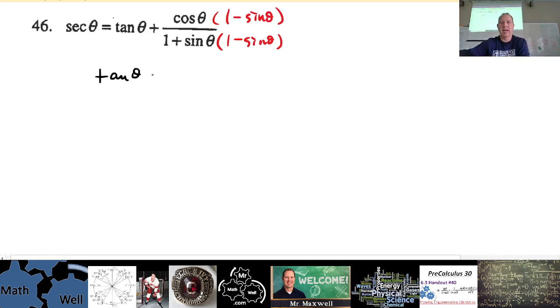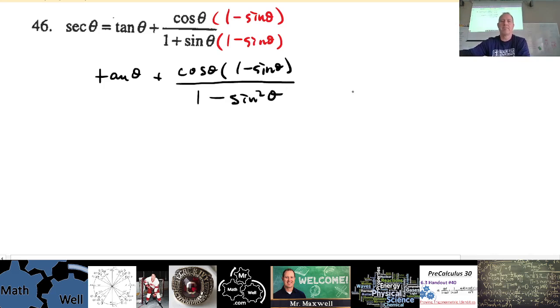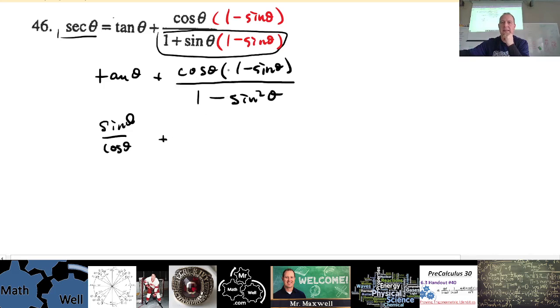So if we do tan theta plus, okay, so I'm going to leave this as cos theta times 1 minus sine theta, just in case there's something that I can divide out or simplify, which I will be able to, because this is going to be 1 minus sine squared theta when I multiply this together. I'm going to probably have to combine these terms because I only have one term over on this side. So I'm going to write this as sine theta over cos theta. And then here, this is going to be cos theta times 1 minus sine theta, and this is an identity, so that's going to be cos squared theta.